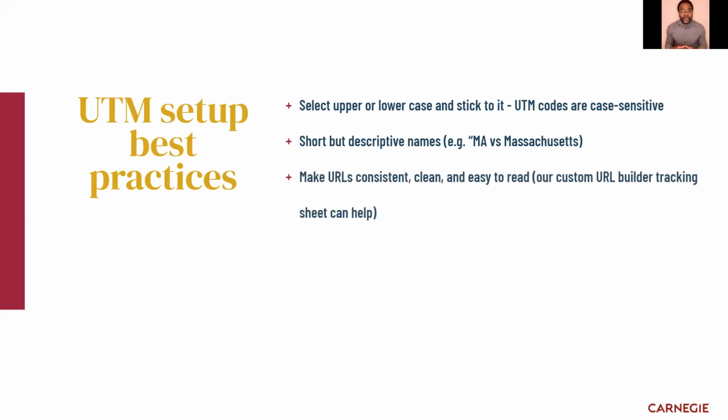And then make your URLs consistent, clean, and easy to read. One, it's easier for your analysts to analyze, and keeping everything consistent just makes sure that your data is coming in cleaner. And then keep a list of all your UTMs, similar to making your URLs consistent. Our custom UTM builder will be that one place where you can go back to reference historical links that have been set up. That way you're consistently staying with the same naming convention, and your team can go back and reference how other UTMs have been set up.